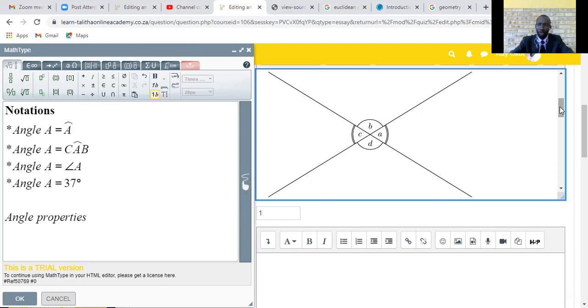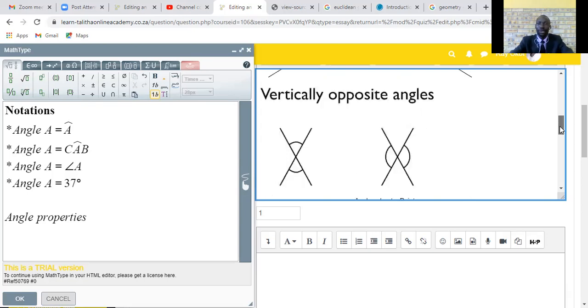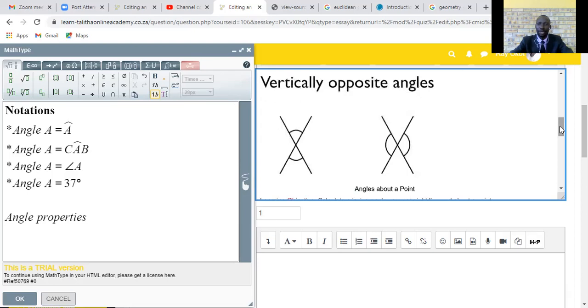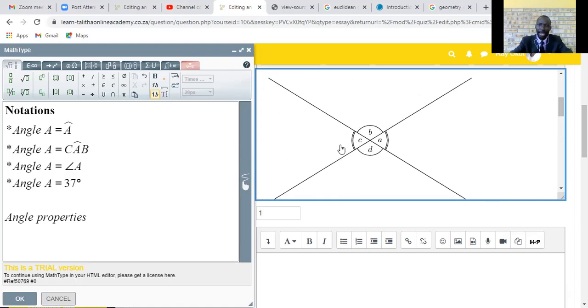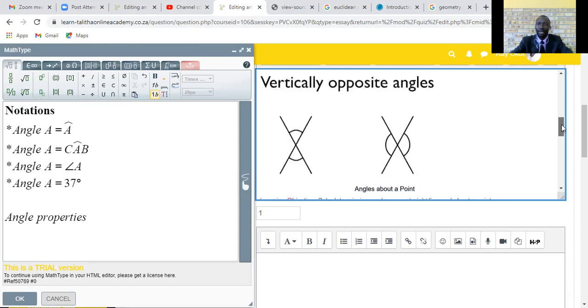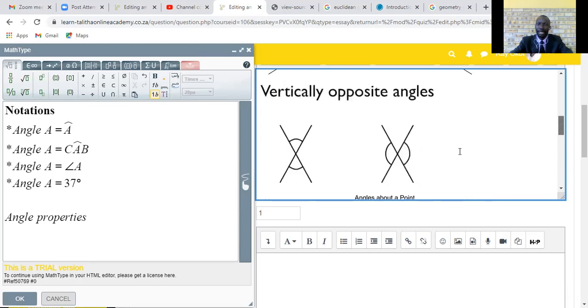Now, we would like to talk of them using the concept of vertically opposite angles. When we look at angle A and C, which is to the right here and to the left, notice that we can bring that as this. So using this extract here, we have this and that, which is indicating A and C.